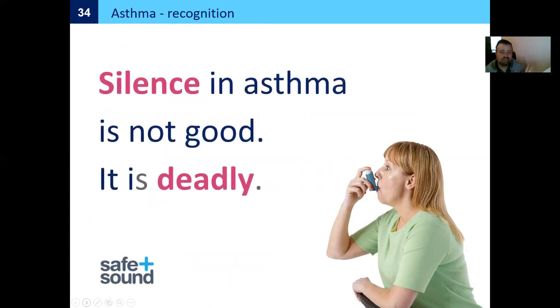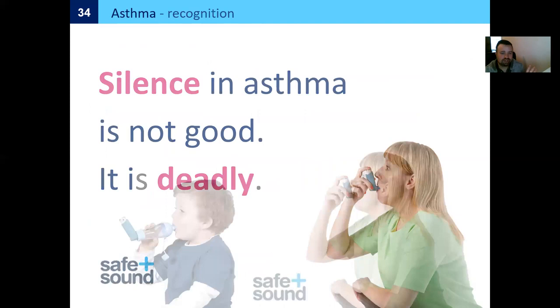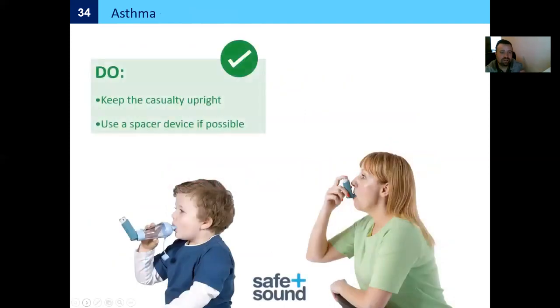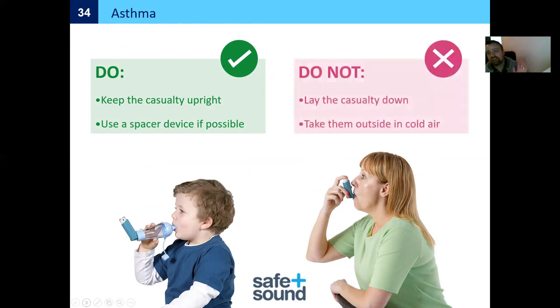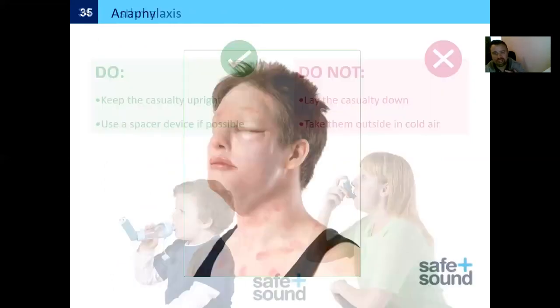So treatment then. Silencing asthma is not good, it's deadly. So do keep the casualty upright, and use a spacer device if possible. The spacer just makes it easier to take the medication in. Do not lie the casualty down, and do not take them outside in cold air.